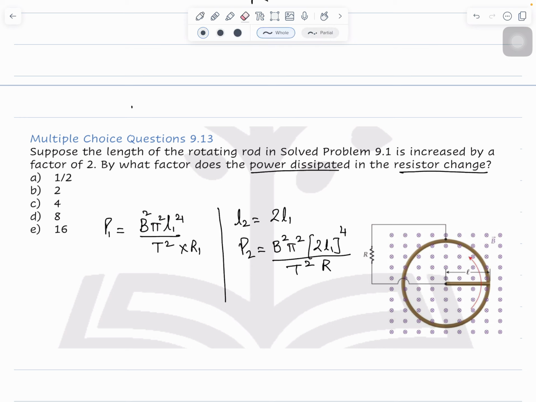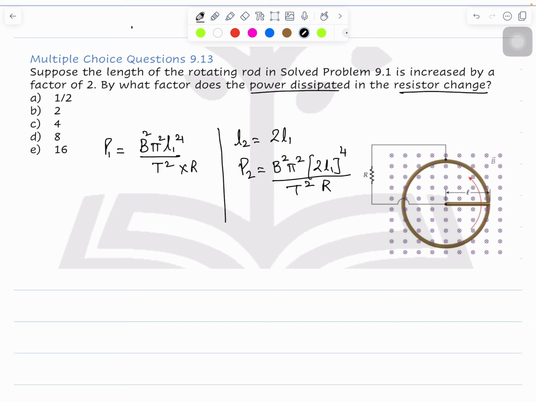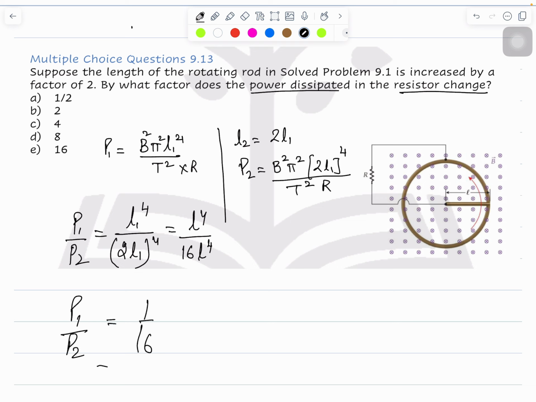Okay, and remove this one because resistance is the same, all other factors are the same, only there is a change in the length or the radius. We need to find the change. So P1 divided by P2. Can I say all other factors are the same? So L1 raised to power 4 divided by 2 times L1 raised to power 4, which is equal to L raised to power 4 divided by 16 times L raised to power 4. So what is the ratio? P1 divided by P2 is equal to 1 over 16. Is it fine? So can I say P2 is equal to 16 times P1.